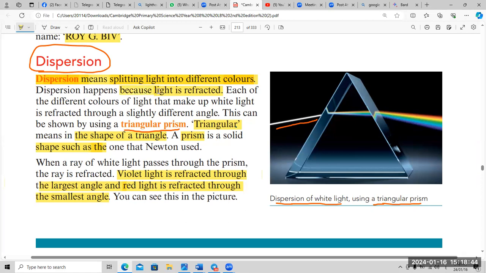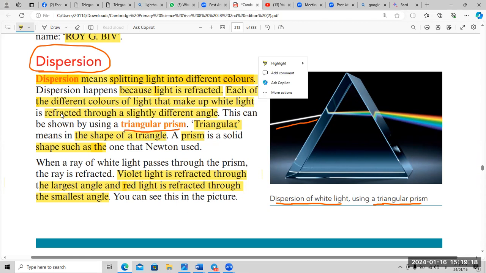Yes. Good. Each of the different colors of light that make up white light is refracted through a slightly different angle. Again, each of the different colors of light that make up white light is refracted through a slightly different angle.